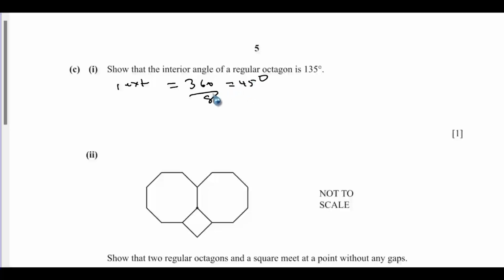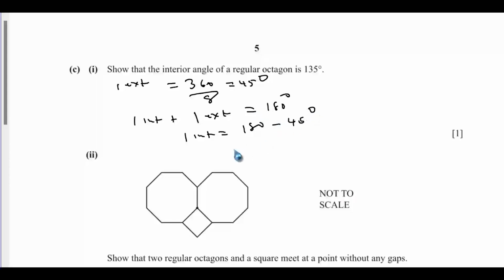So one exterior angle of a regular octagon is 45 degrees, and we know that one interior angle plus one exterior angle add up to 180 degrees because they are on a straight line. So we can easily say that one interior angle will be equal to 180 minus one exterior angle, which is 45 degrees here. So this will give us 135 degrees. So we have shown that.